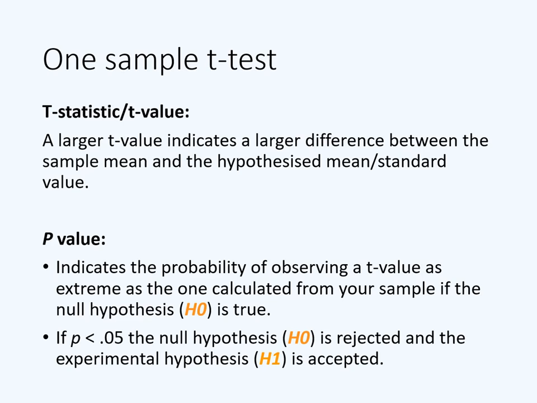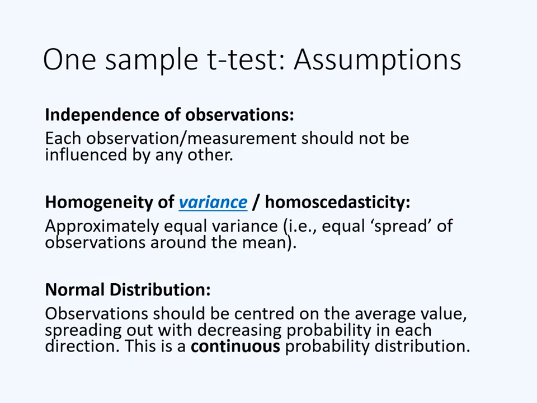A larger t-value indicates a larger difference between the sample mean and the hypothesized mean or standard value. The p-value indicates the probability of observing a t-statistic as extreme as the one calculated from your sample if the null hypothesis is true. Typically, if the p-value is below 0.05, the null hypothesis is rejected and the experimental hypothesis is accepted.